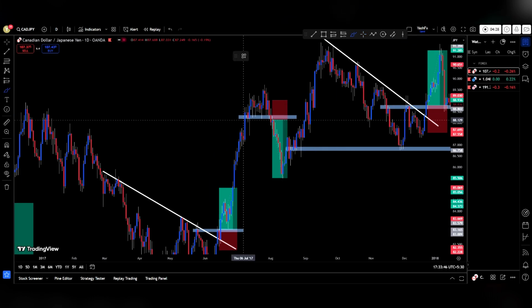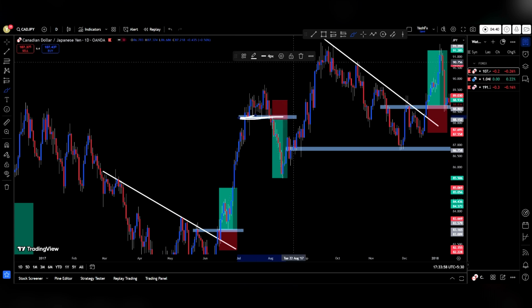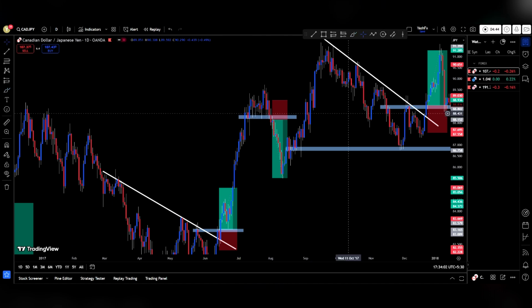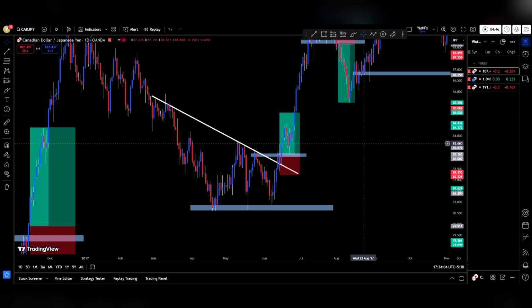Next trade was also a simple trade. Here you can see this was a clean support area. It was not having multiple touches, but you can see there was a low here, and once this low gets broken, I would enter this trade. And now let's move to the next trade.